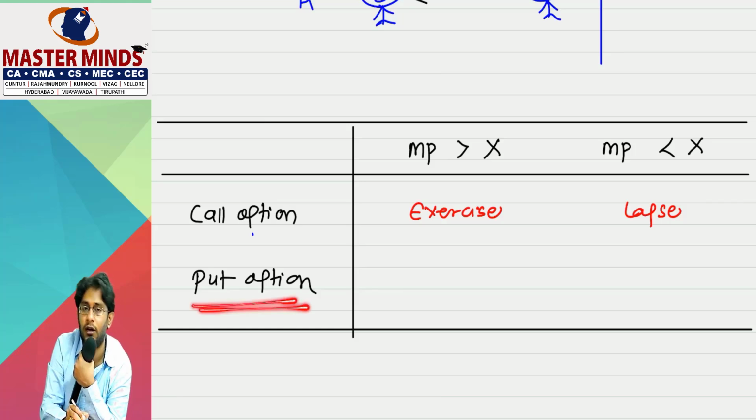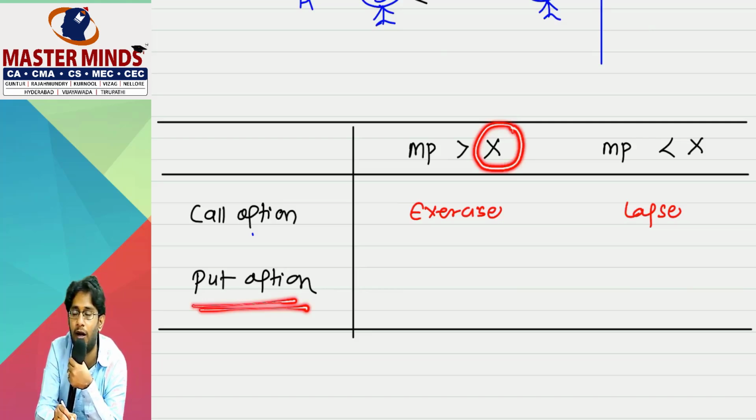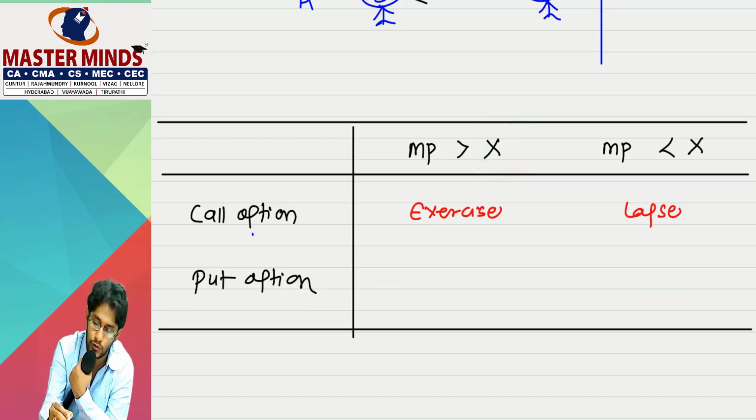A put option is not a right to buy. A put option is a right to sell. As a holder, you have a right to sell at X, but the market price is more than that. That means you have a right to sell at a lower rate. Selling at a lower rate, good or bad? Bad. So you should not exercise, you should lapse it.